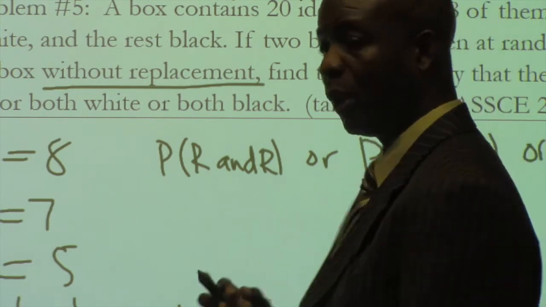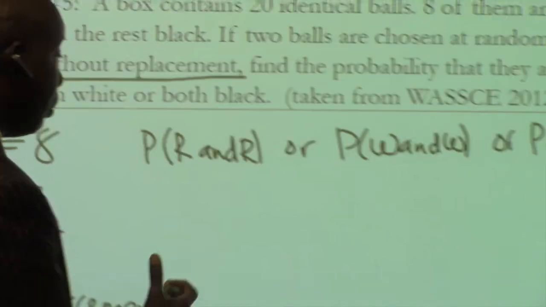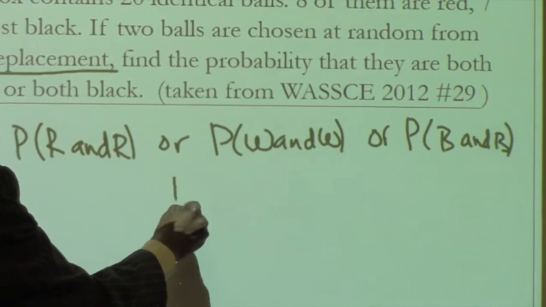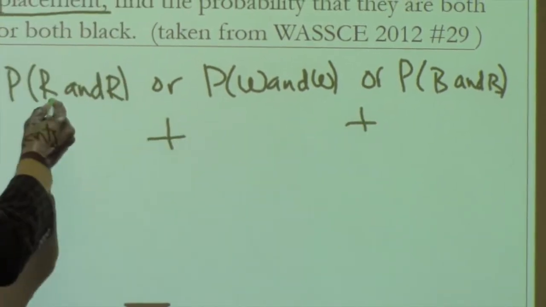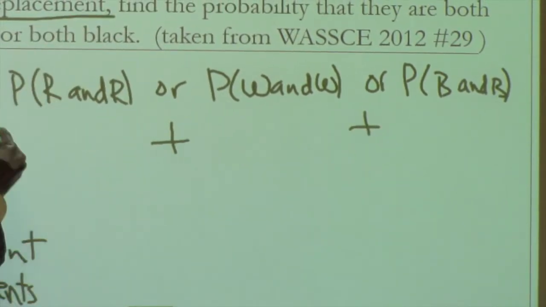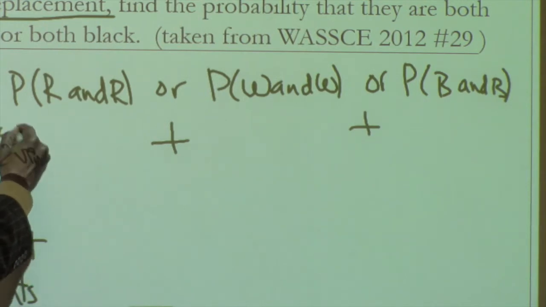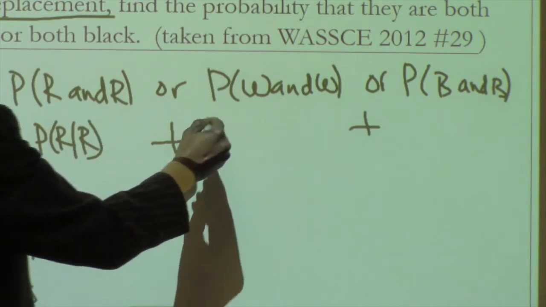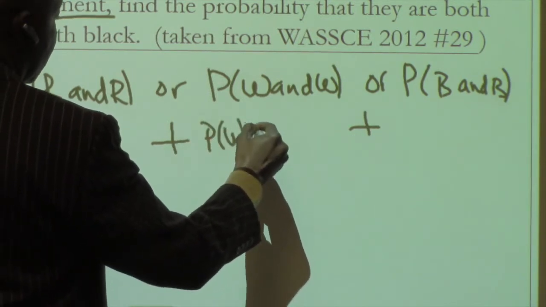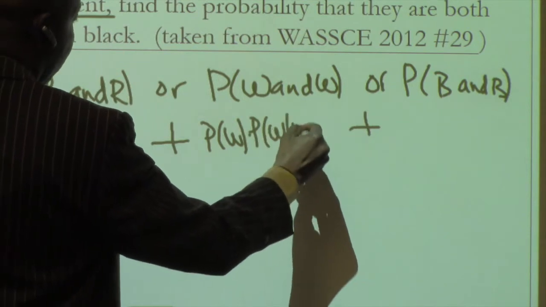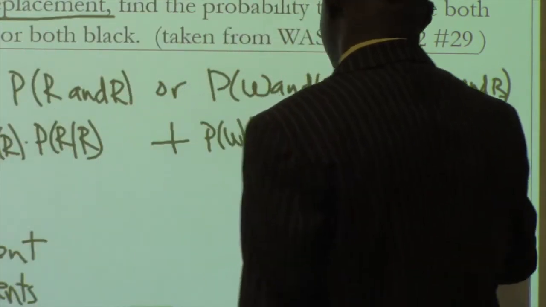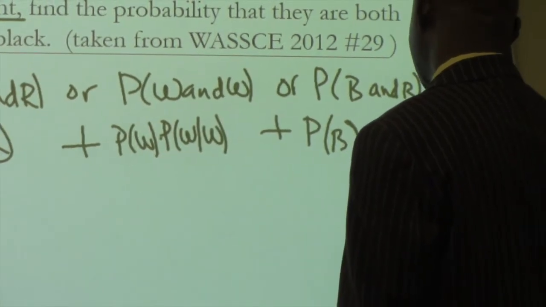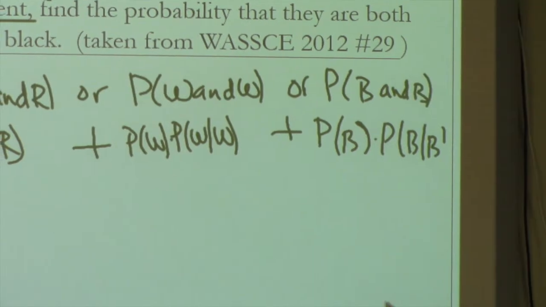Now, basically what we have is a combination of the multiplication counting principle and the addition counting principle. The addition counting principle would be the OR, that puts our plus in it. So the multiplication counting principle for dependent events goes like this. That's going to be the probability of R times the probability of R, given that R has occurred, plus the probability of W times the probability of W, given that W has occurred, plus the probability of B, black, times the probability of black, given that black has occurred. So we can just plug in all those probabilities. We're going to be very careful.